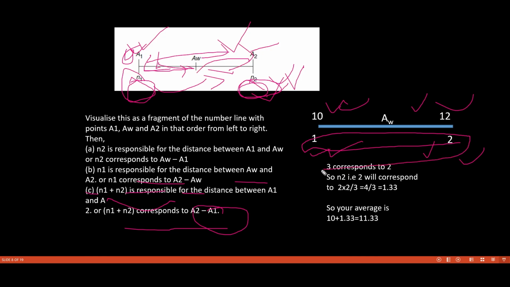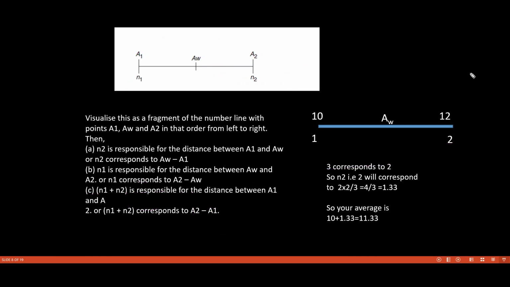N1 plus N2 here is 3. And now this 3 corresponds to 2 rupees. How? Because this is 10 rupees and this is 12 rupees. The difference between them is 2 rupees. So now this 3 corresponds to 2 rupees.